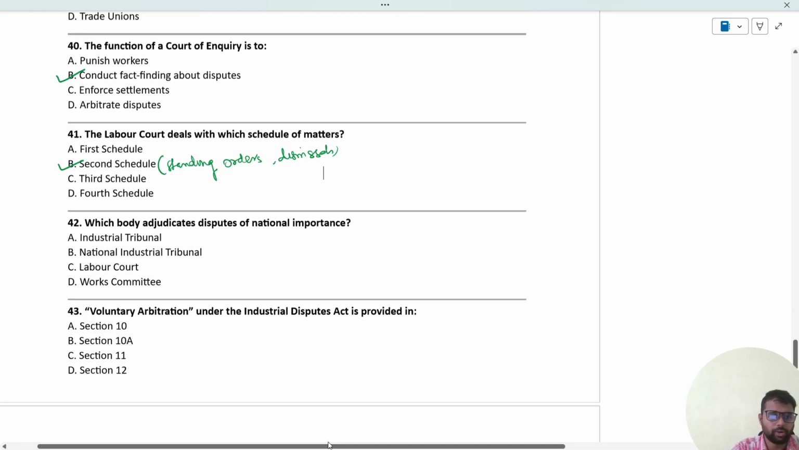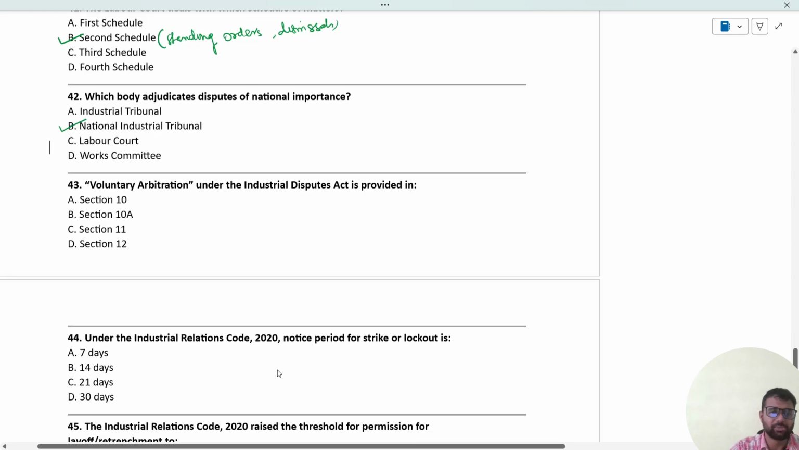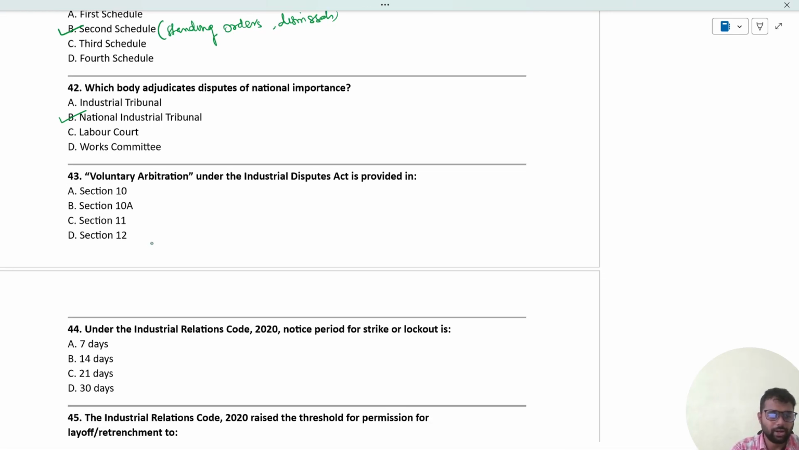Moving forward to question number 42. Which body adjudicates disputes of national importance? National Industrial Tribunal. Voluntary arbitration under the Industrial Dispute Act is provided in. The voluntary arbitration is provided under section 10A.